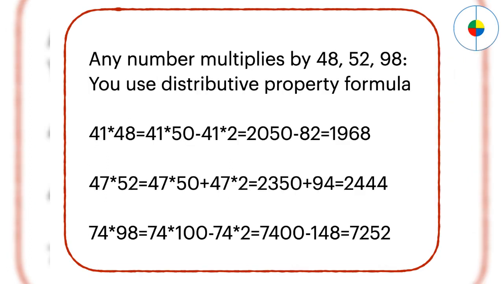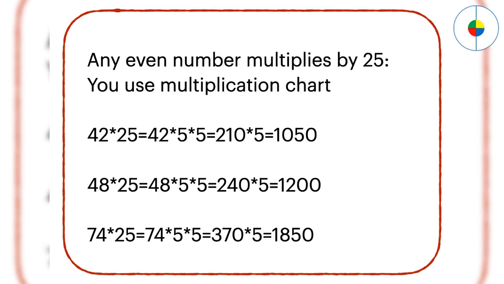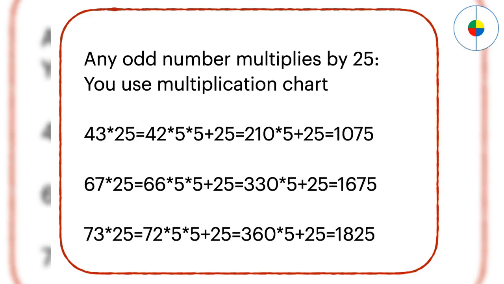When you multiply any number by 48, 52, or 98, you can also use distributive property formula for fast calculation. Those numbers can make calculations easier. When you multiply any even number by 25, there is an easier way to calculate. With some practice, this should be an easy task. When you multiply any odd number by 25, there are some adjustments. You need to find the closest even number, and add 25 to the result.